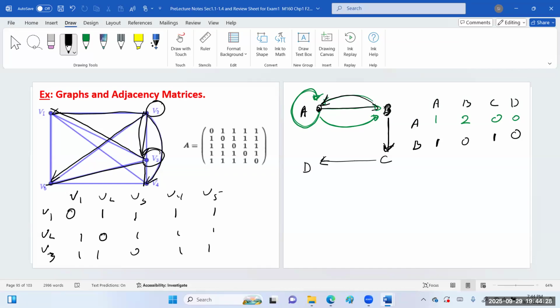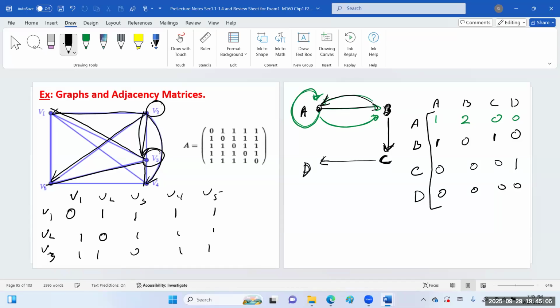And then you go to C. This is your C. From C, can you go to A? Can you go to B? Can you go to C itself? Can you go to D? So 0, 0, 0, and then 0. And now lastly, from D. This is your D. From D, can you go to A? Can you go to B? Can you go to C? Can you go to D? So for D, nothing is possible. So D is the most lonely one.